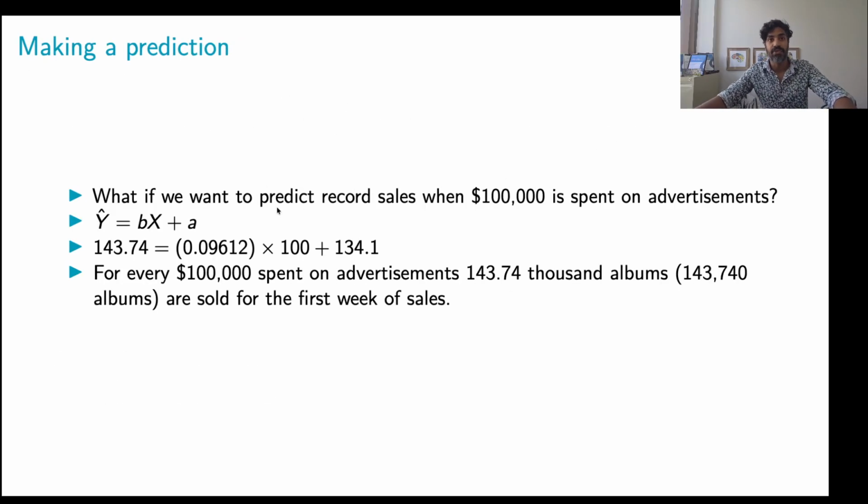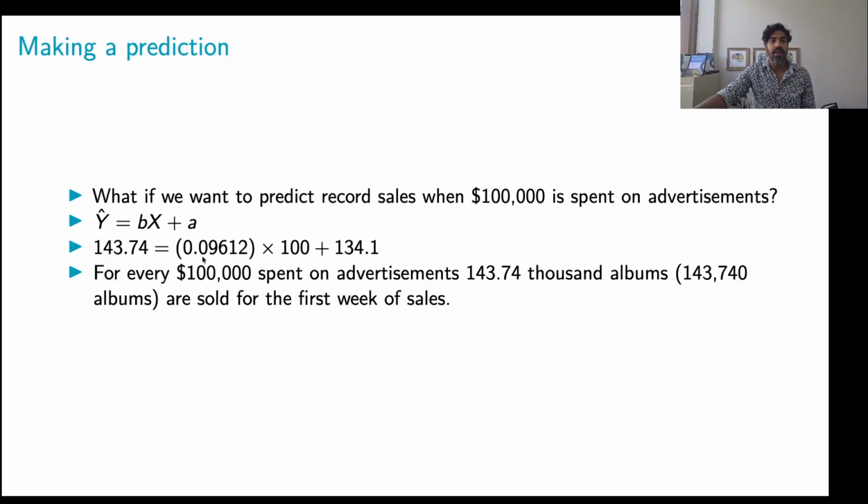So let's make a prediction. What if we wanted to predict record sales? This is something that can be incredibly powerful to get a sense of what's going on. So when $100,000 is spent on advertisements, how much do I get back for this, right? So this is y hat equals b of x plus a. So y hat here is 143.74. That's the predicted value.